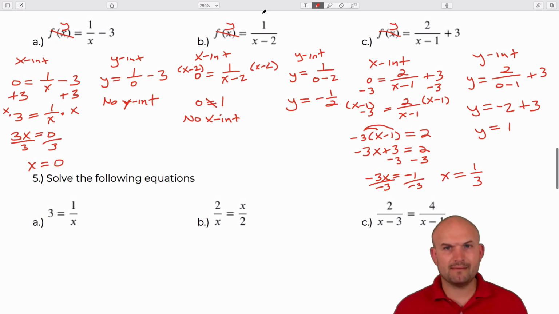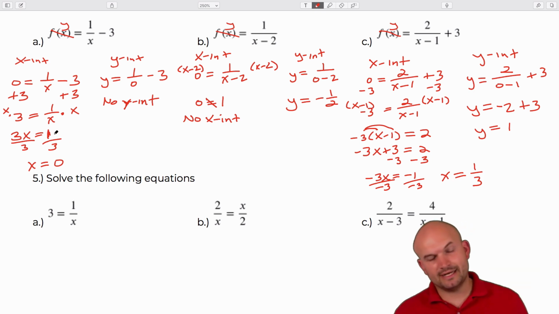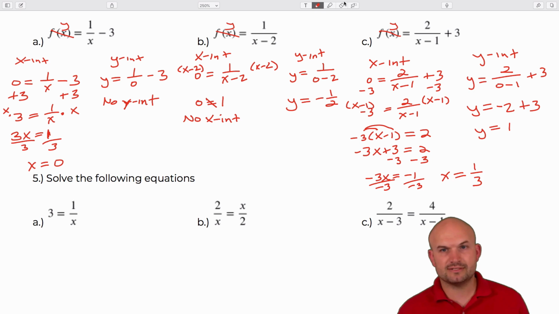that's supposed to be a 1/3. I made a mistake. Good catch. Okay, so by multiplying here by x, that gives me a 1. And then I divided by a 3. So therefore, that gave me a 1/3. Good catch. Glad I went back.